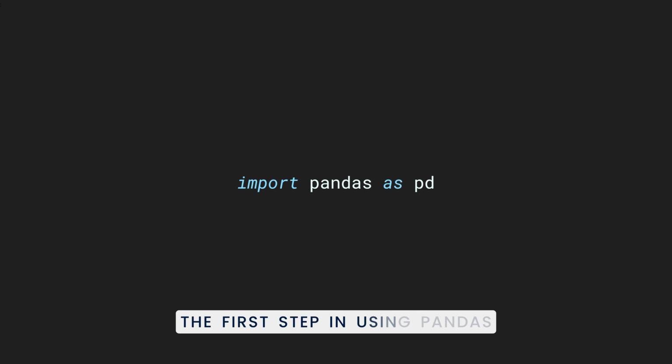The first step in using Pandas is to import the library. We use the statement import pandas as pd, where pd creates an alias. This allows us to refer to Pandas simply as pd in our code, which is a widely adopted convention among data scientists. Using this standard alias makes our code more readable and consistent with examples you'll find online. Think of this as giving Pandas a nickname to make it easier to call upon its methods throughout our code.